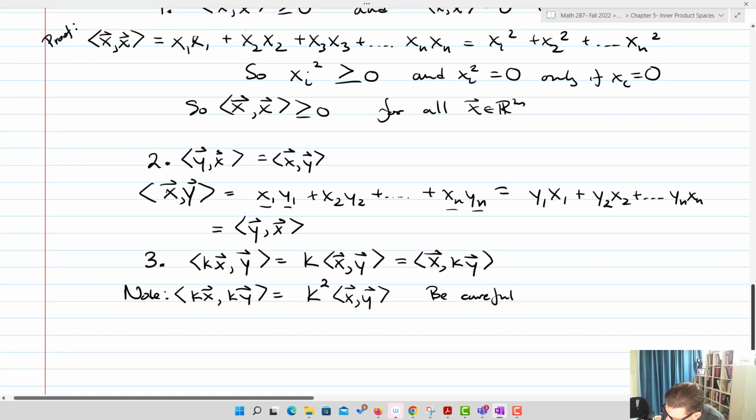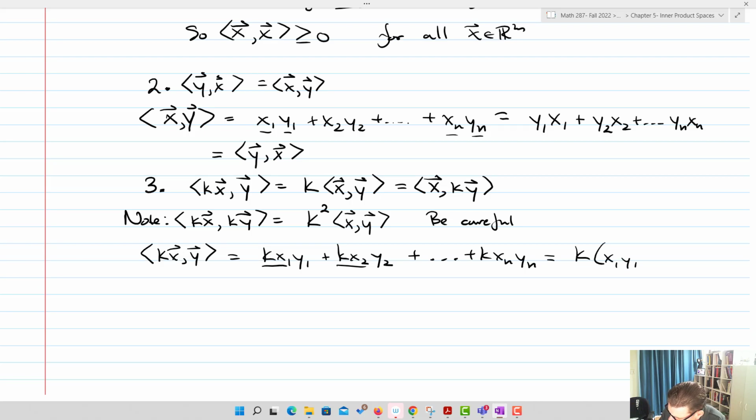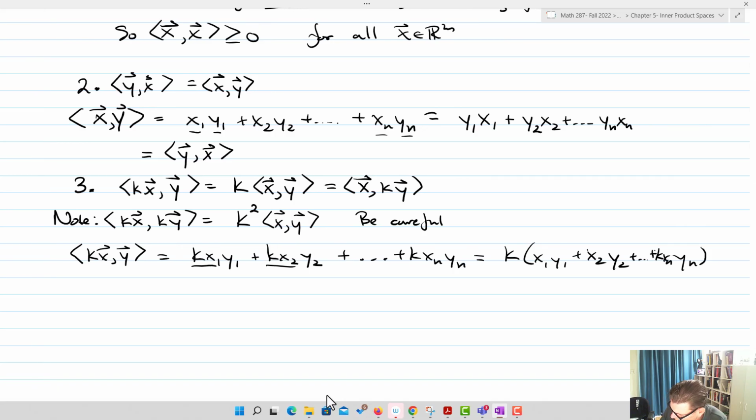And you know what? We'll just look at this. We could say the dot product of kx with y is going to equal kx1 y1 plus kx2 y2, right? Because we're just multiplying k by each value. That's what you do when you scalar multiply. Plus dot, dot, dot, keep going until we hit plus kxn yn. And that will then just equal k times x1 y1 plus x2 y2 plus through xn yn. And that's equal to k times the dot product of x and y.